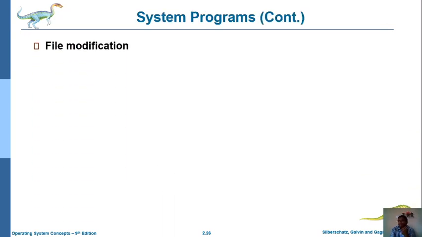Now coming to file modifications. While performing file modifications, several system programs are used to modify a specific file. For that purpose, we need to edit that particular file first of all. For example, there is a text file.